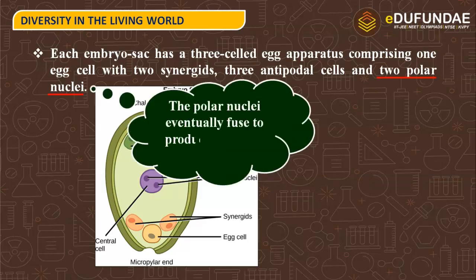The polar nuclei eventually fuse to produce a diploid secondary nucleus. So the polar nuclei that are present in the central cell, they will be fusing with one of the male gametes and produce the secondary nucleus.